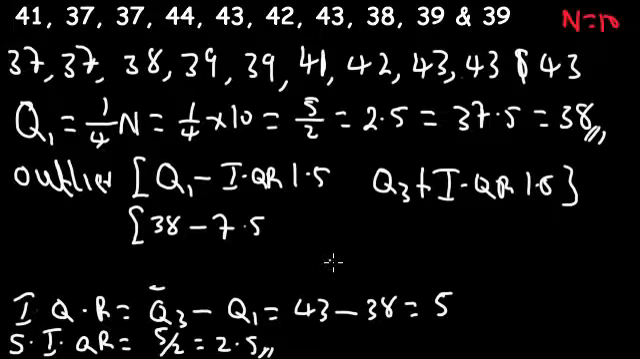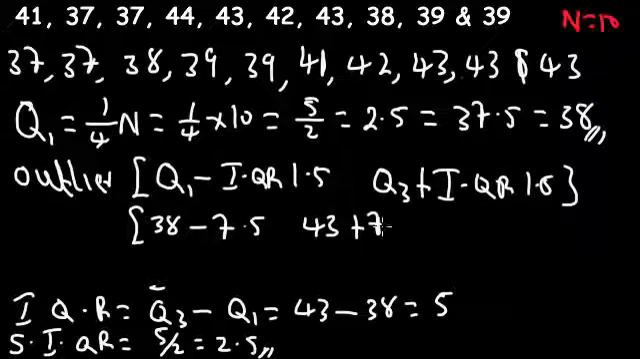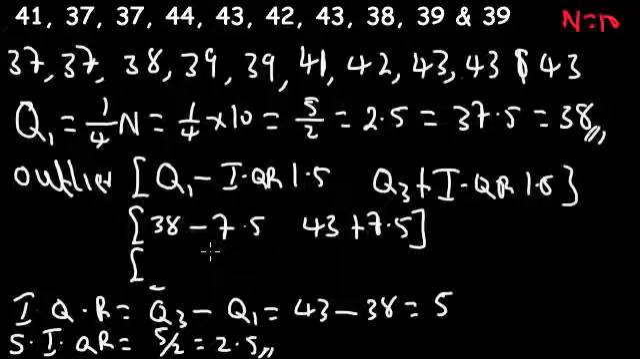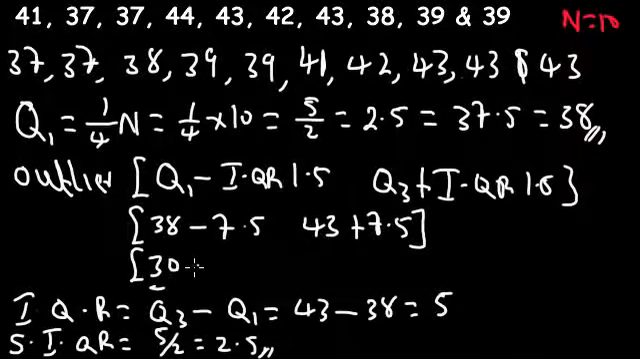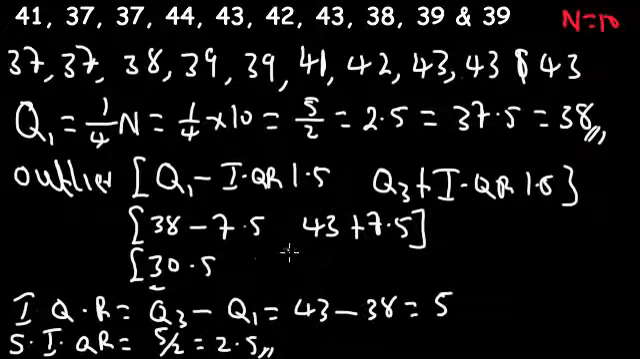Then Q3, we got that to be equal to 43. So we have 43 plus IQR times 1.5, which is 7.5. Therefore, we have 38 minus 7.5, that gives us 30.5. And finally, we have 43 plus 7.5, that gives us 50.5.